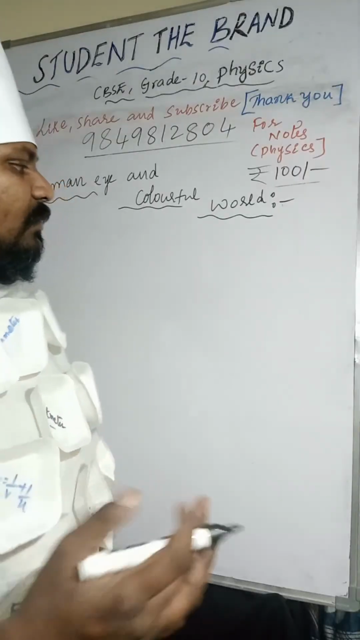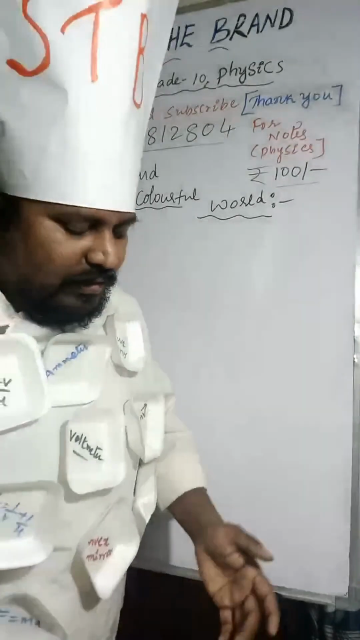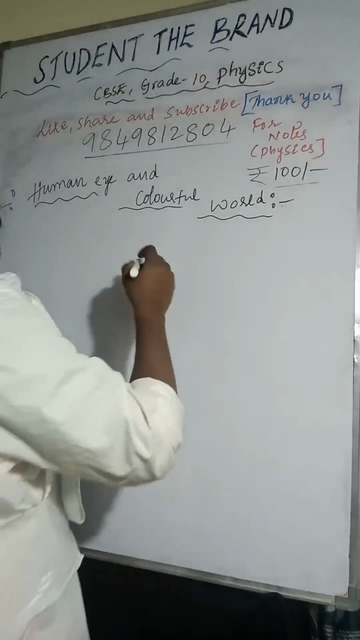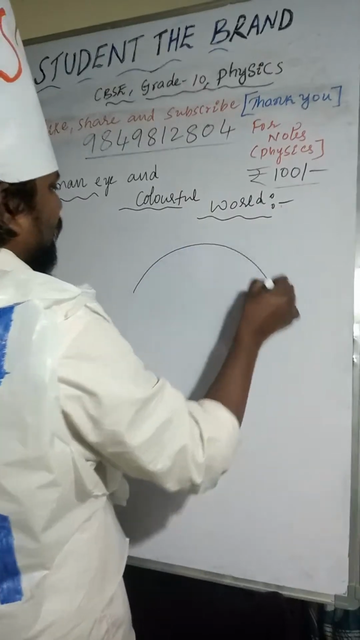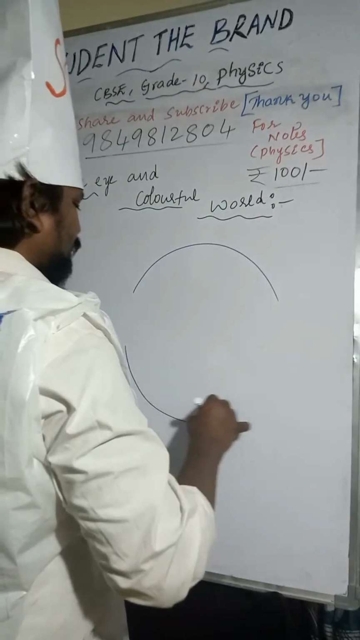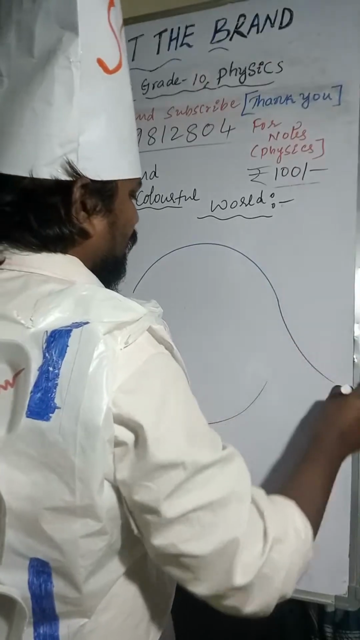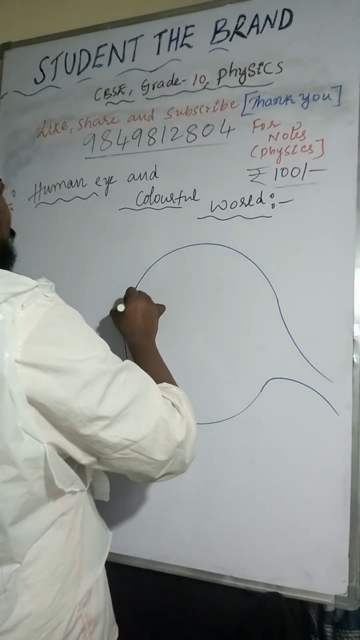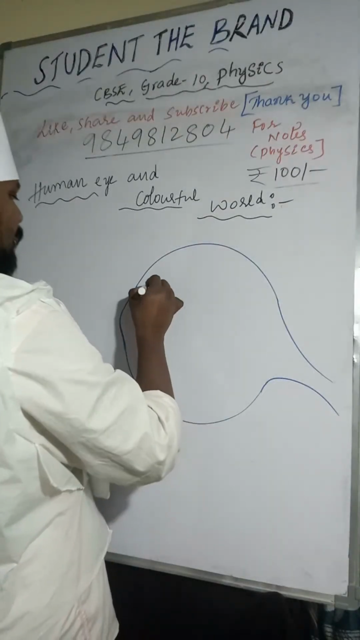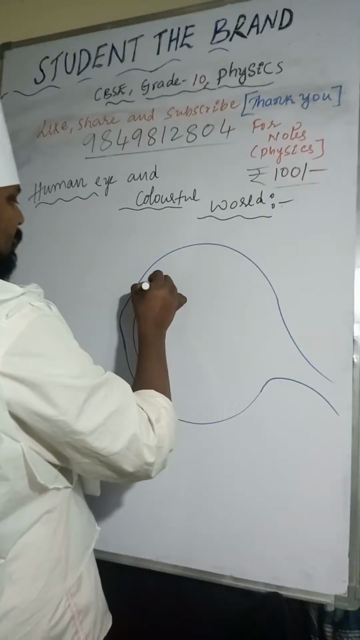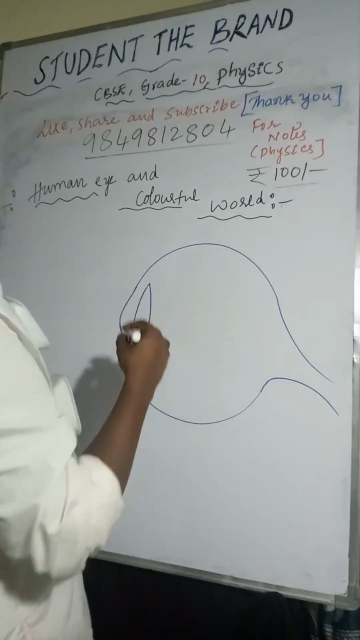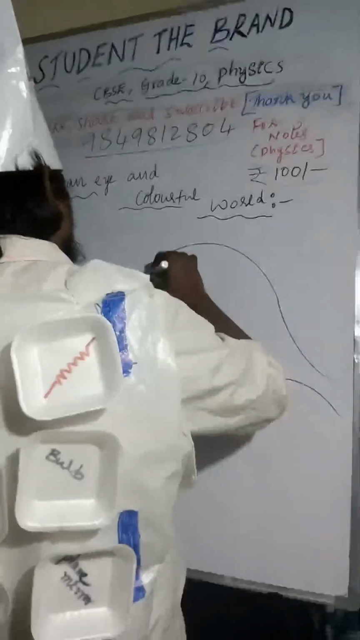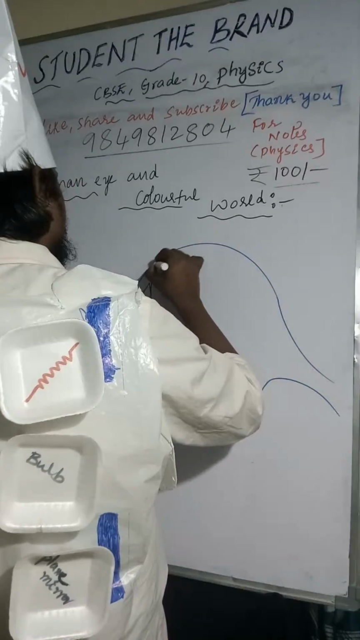Okay, so now we will draw the eye diagram, and we will discuss the parts and function. Here you can see, I am now taking the human eye. This is the lens, and the next one will join. This one you can take.